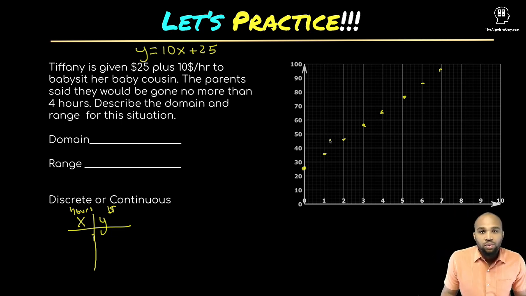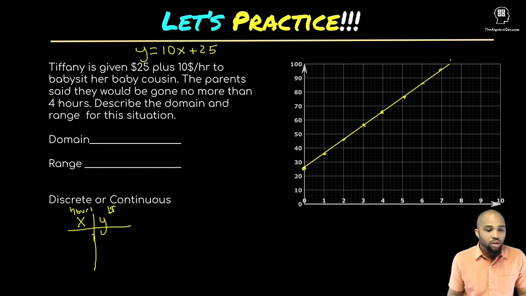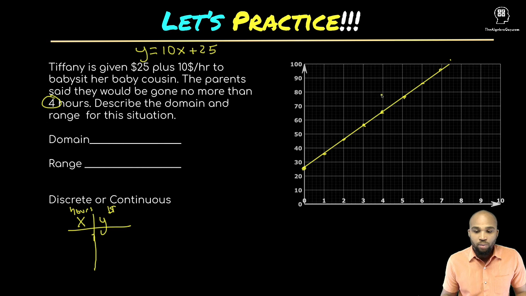So can we connect those dots or not? Well, let's ask ourselves, can she work part of an hour? Can she work 1.5 hours? 2.5 hours? Yeah. And so since she can work part of an hour, we can actually connect all these dots into a straight line. So now this becomes a continuous graph that's going to go on. Now it's not going to go on forever because we learned that they're going to be gone no more than 4 hours. So they're going to be limited. So her pay is going to be limited. So her pay is going to stop.